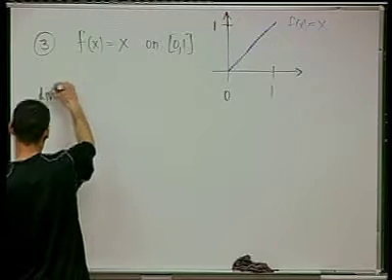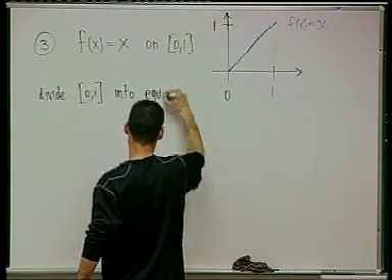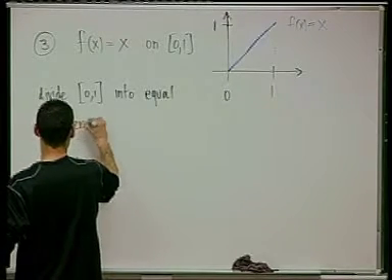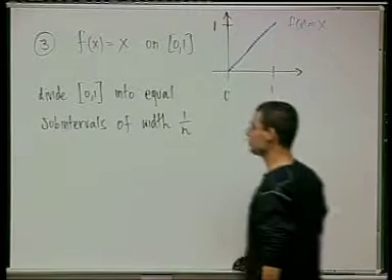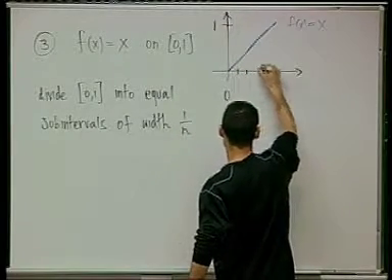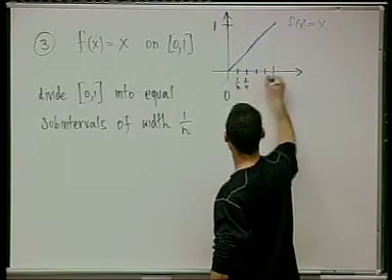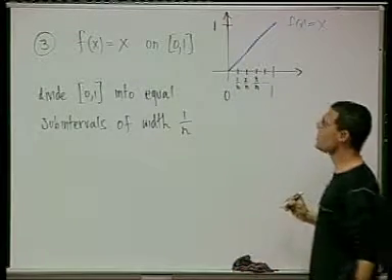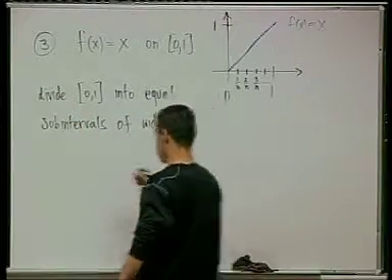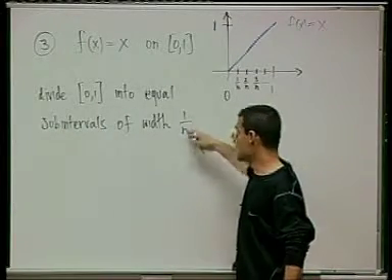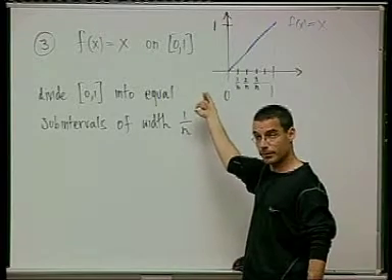Divide the interval 0, 1 into equal subintervals of width 1 over n. So I'm going to divide it into n subintervals. Here is going to be 1 over n, this is going to be 2 over n, 3 over n, etc. N subintervals. Okay? So this is the partition I'm taking. And you can see that by making n bigger and bigger, I can make the norm smaller and smaller. The bigger the n, the smaller the norm. Do you see that? Okay.